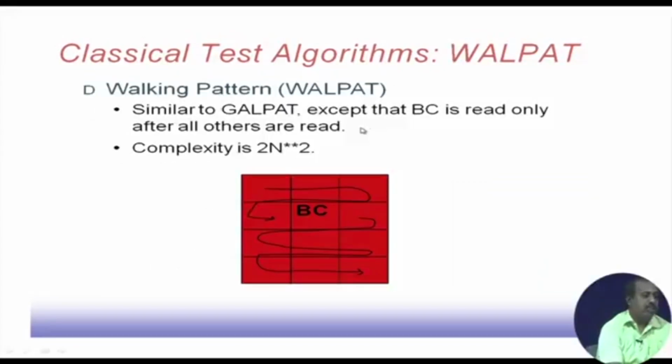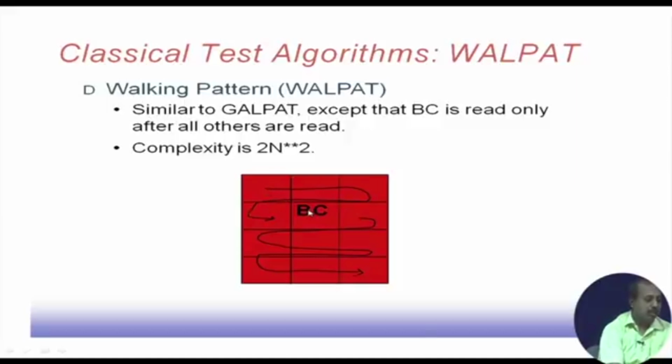Another variant of GALPAT is known as the WALPAT algorithm, or walking pattern algorithm. It is similar to GALPAT, except that the base cell BC is read only after all the others are read. We complement the base cell, but then we read all the other cells. In GALPAT, after reading every cell you were again reading the base cell, and that was repeated every time. But that is not the case in WALPAT.